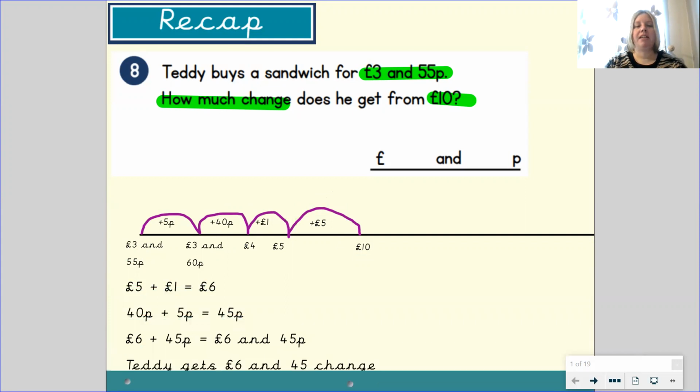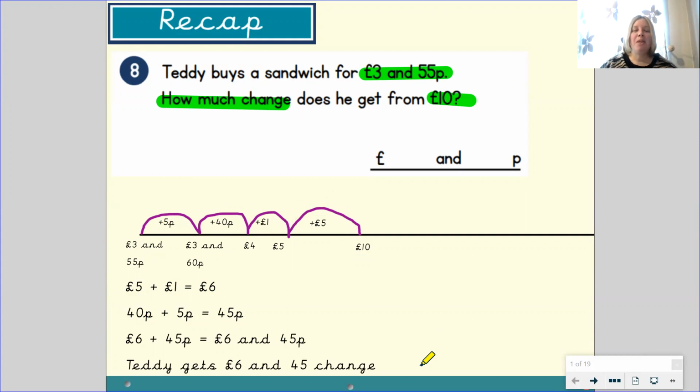Then I wrote a calculation to help me to solve the problem. I added the pounds together first of all. £5 and £1 equals £6. 40p and 5p equals 45p. Then I added these two amounts together, which gave me £6 and 45p in change.